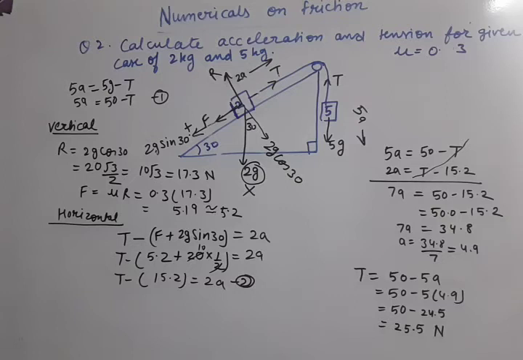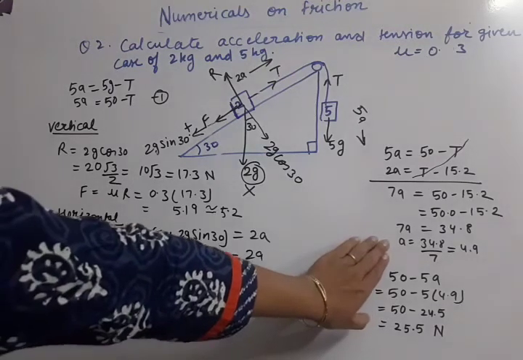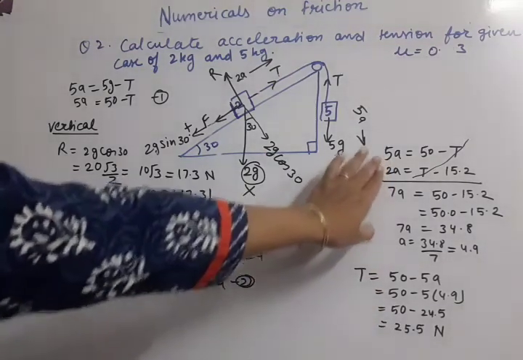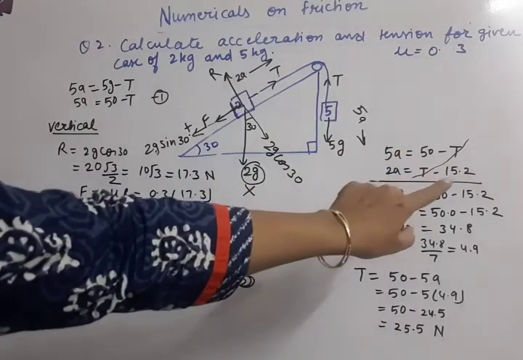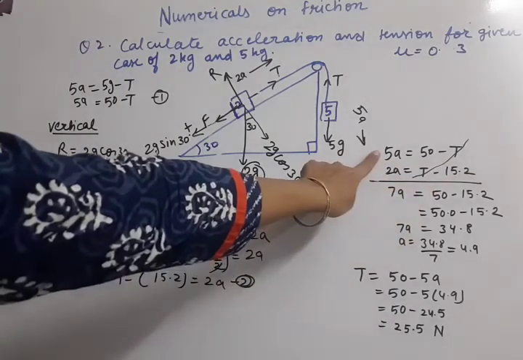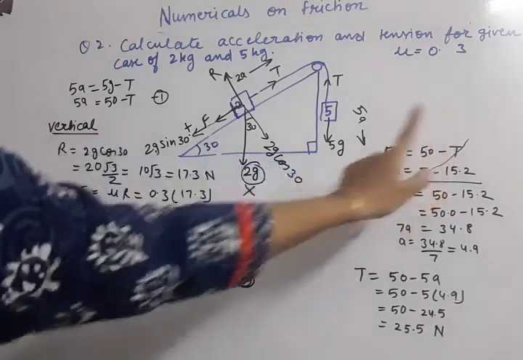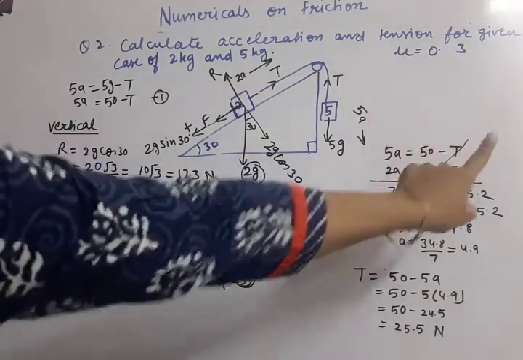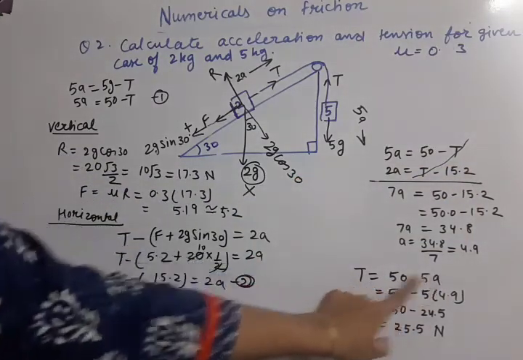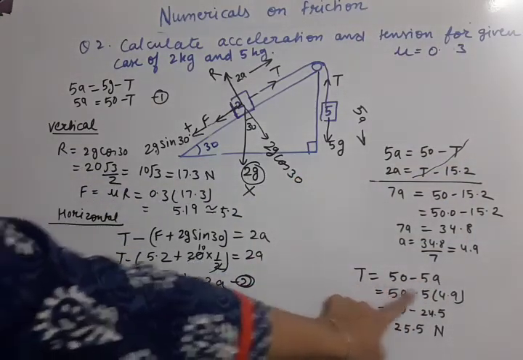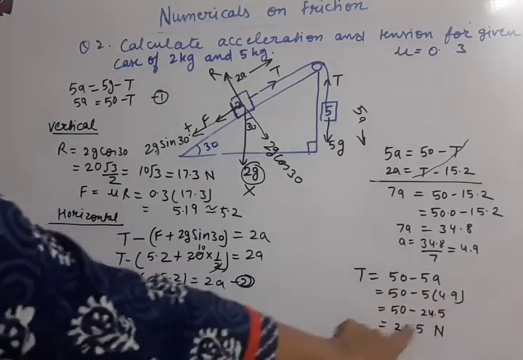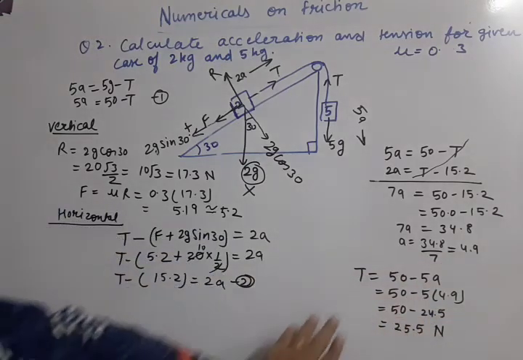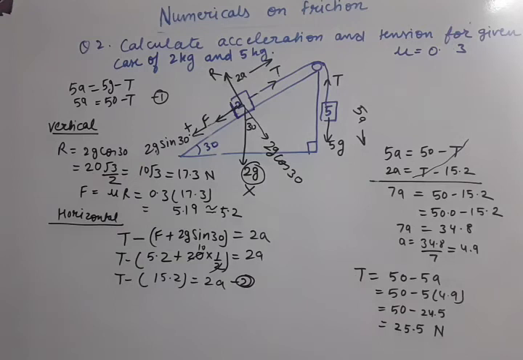So A is calculated. Now as we always do, put A in any of these two equations so that T comes. Suppose I am using the first equation. So T is shifted here becoming plus sign, 5A is shifted there with minus sign. So 50 minus 5A equal to T. Put A value 4.9. Solve it and just check the answer. So tension is coming 25.5 Newton.